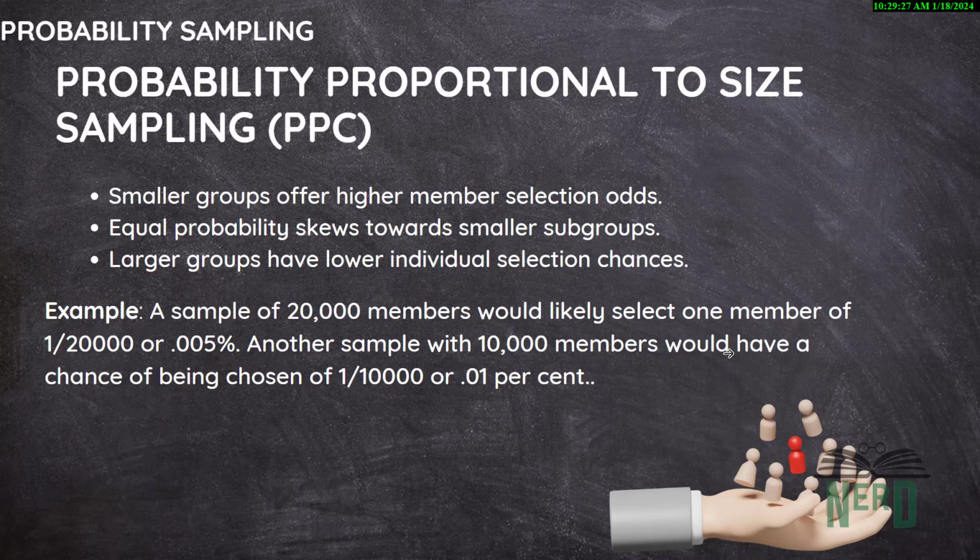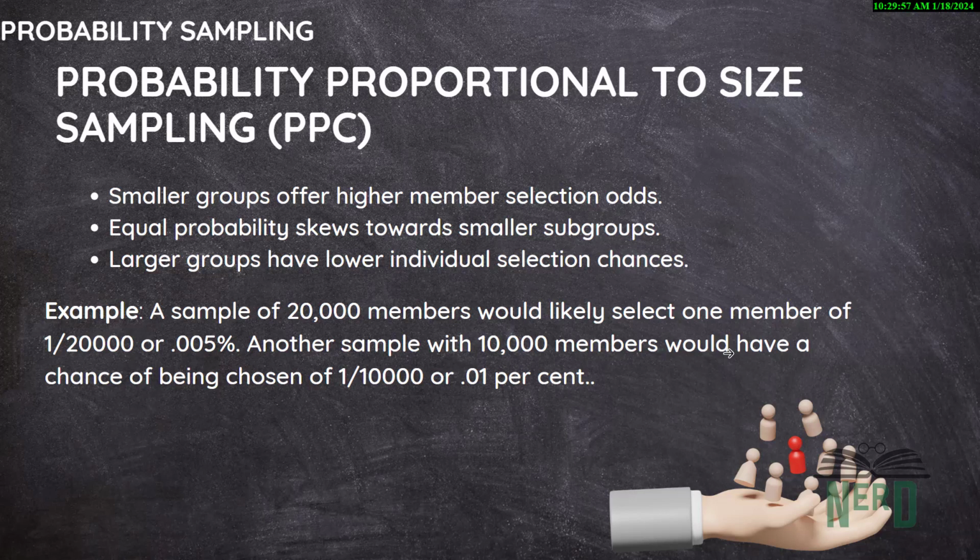So imagine you're in a room with groups of different sizes, right? One group has 20,000 people and another has 10,000 people, right? Now if you had to randomly pick one person from the entire room, the odds of picking someone from the smaller group are actually higher, right? Why? Because we are giving each group an equal chance. It's like saying each group, no matter its size, gets one lottery ticket.